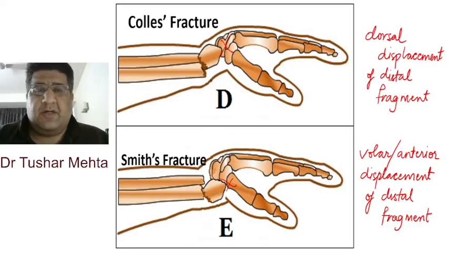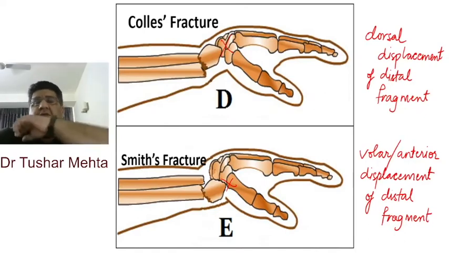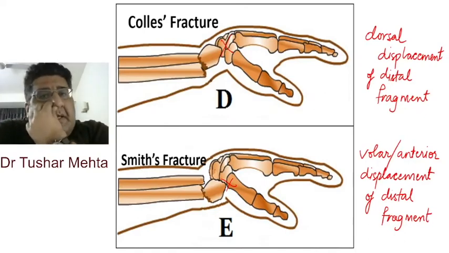Both are extra-articular. Now I hope you already remember that whenever you talk about a fracture, it has two fragments. One is called proximal, one is called distal, and I've already told you that the displacement will be decided according to the movement and direction of what? The distal fragment. We've already spoken about it, right? The displacement will be decided according to the movement and direction of the distal fragment.